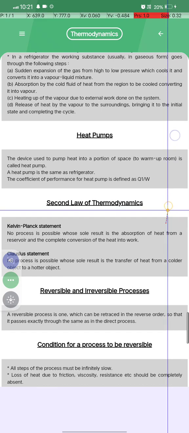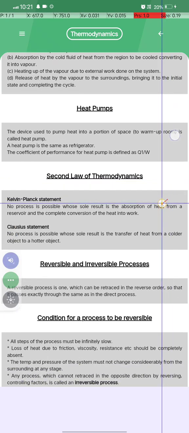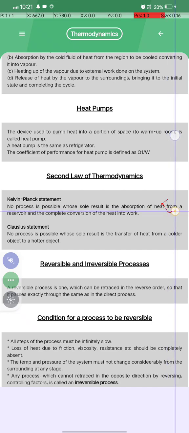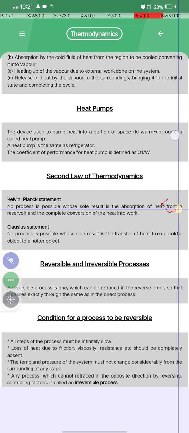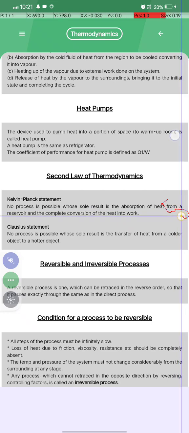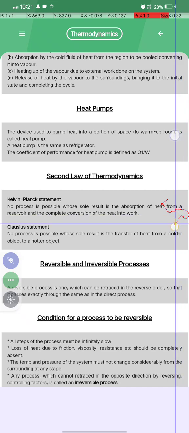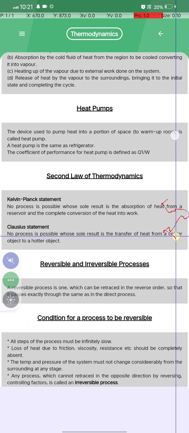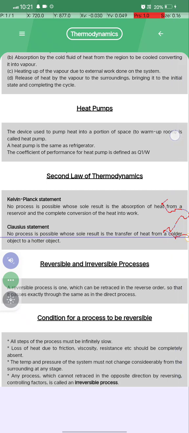Q1 by W. Second law of thermodynamics क्या होता है? Kelvin-Planck's statement: no process is possible whose sole result is the absorption of heat from a reservoir and the complete conversion of the heat into work. उसके बाद Clausius statement क्या होता है: no process is possible whose sole result is the transfer of heat from a colder object to a hotter object.